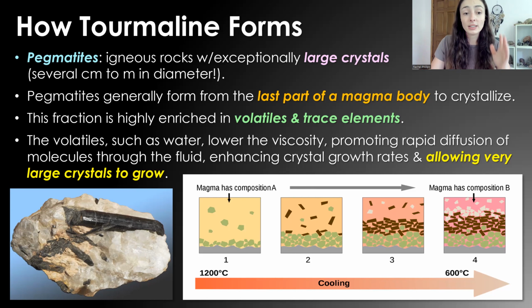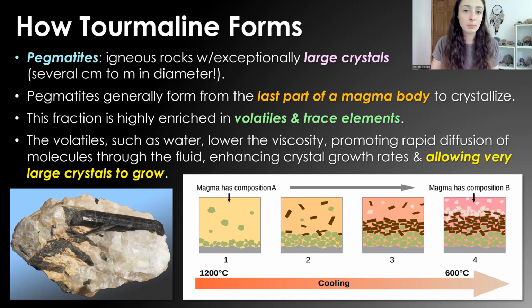So I hope that makes sense. Anyway, the lowering of the viscosity promotes rapid diffusion of the ions to the nucleation sites and promotes more rapid crystal growth. And water also lowers the melting temperature of magma and thus promotes the slower cooling of that magma body. So it increases the crystal growth rate and slows the cooling, leading to even larger crystals.